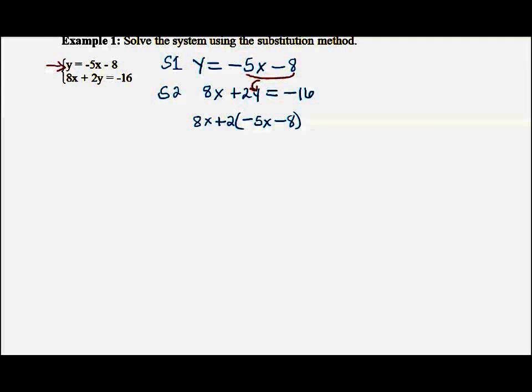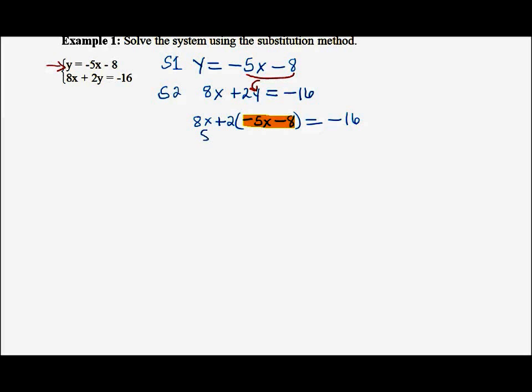So it now becomes 8x plus 2. Now when I get to the y, I'm not going to write this y. I'm going to put negative 5x minus 8 and equals negative 16. Okay? All I did, I made my substitution here. I plugged in negative 5x minus 8 where the y value was. Okay? Now I just need to solve.